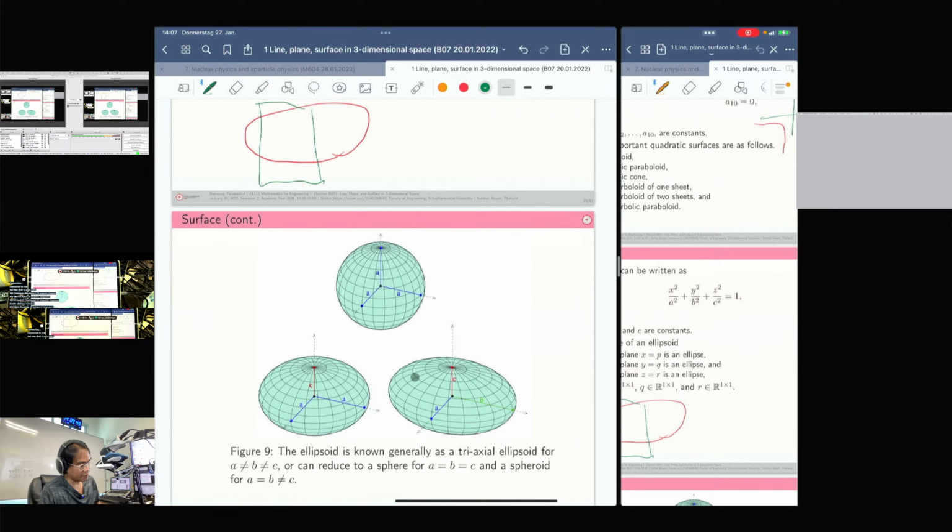And this one, when a and b and c are equal to each other, we get a sphere. Okay, this is what we have already considered.